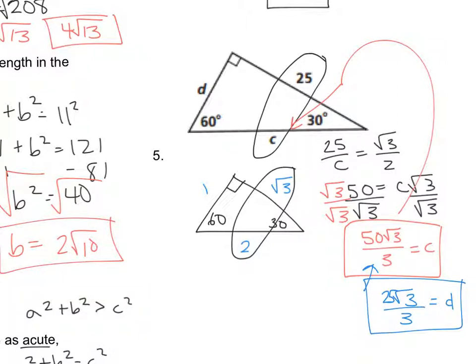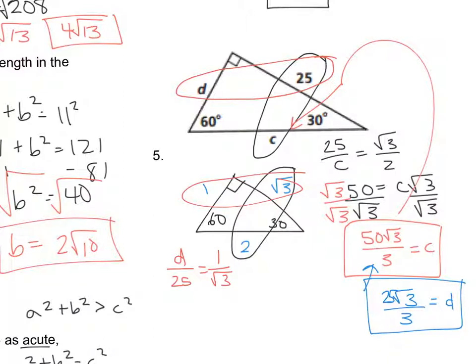Or you can use proportions. And so I'll do it that way too. So it's going to be D is to 25 as 1 is to root 3. Cross multiply: root 3 D, or D root 3, equals 25. Divide both sides by root 3. And when you rationalize it, you're going to get this over here.